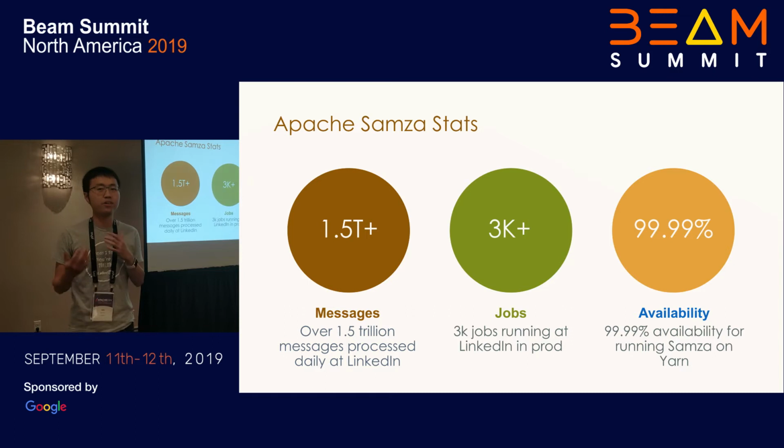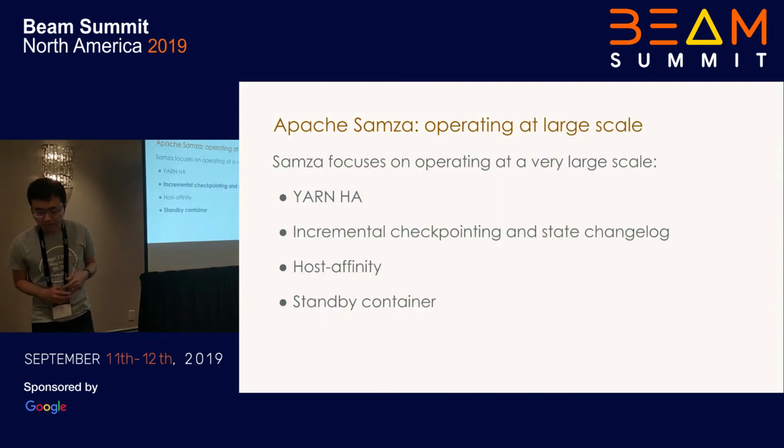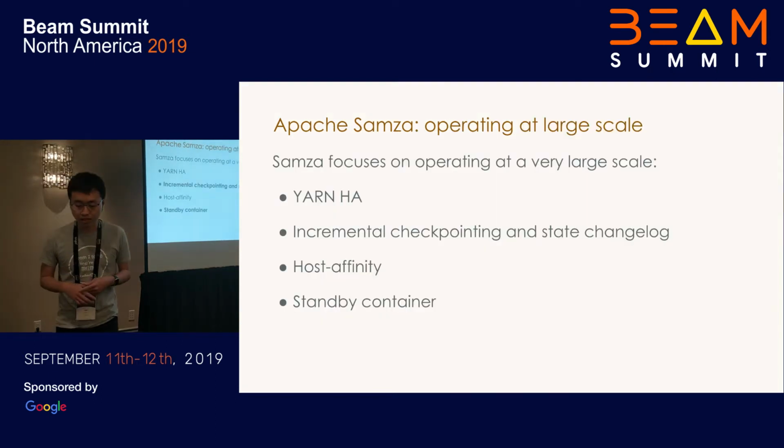And it's not just about scalability. We also make sure that this is a highly available service. Right? You cannot just have a lot of jobs and then they break every single day or something. That's not the way to run business. We have 99.99% availability, especially for running Samza on Yarn. So how do we achieve this high availability and how do we operate at scale?